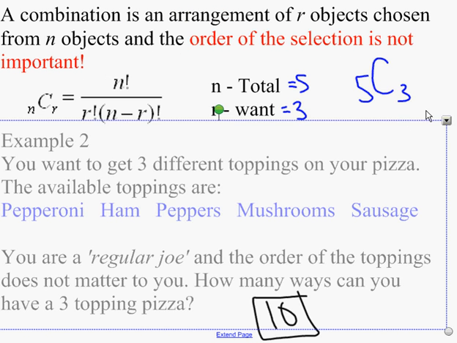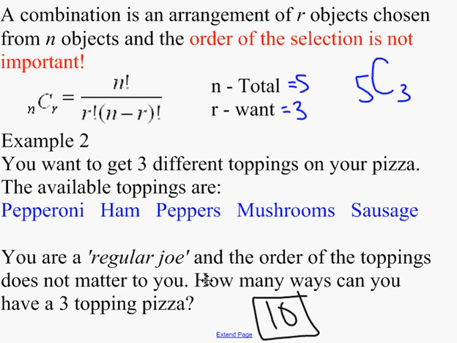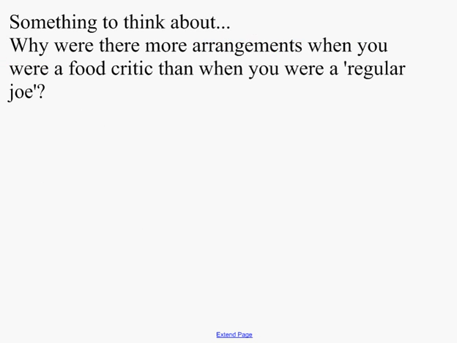If you go to the second example, the order doesn't matter. So pepperoni, ham, peppers is the same as peppers, ham, pepperoni. So obviously there's going to be fewer options this way because the order does not matter to you. Okay, so why were there more arrangements when you were a food critic than when you were a regular Joe? Well, because when you were a food critic, the order was important. When you were a regular Joe, the order was not important.